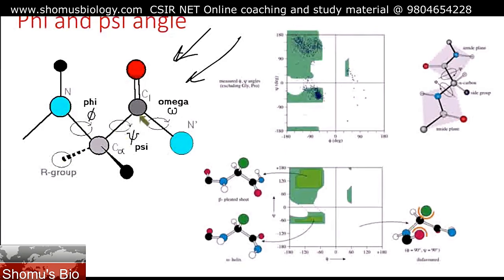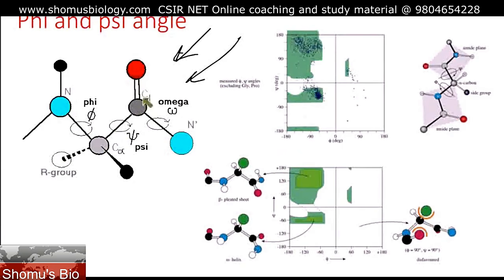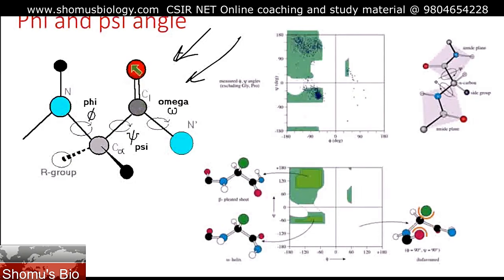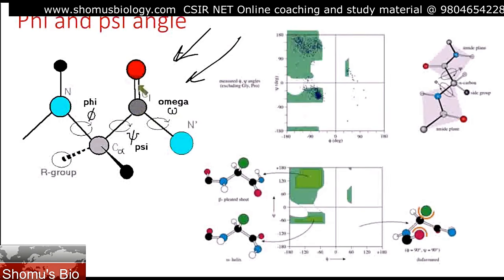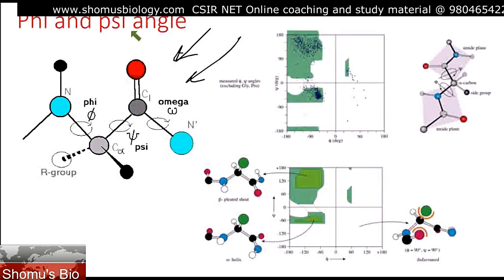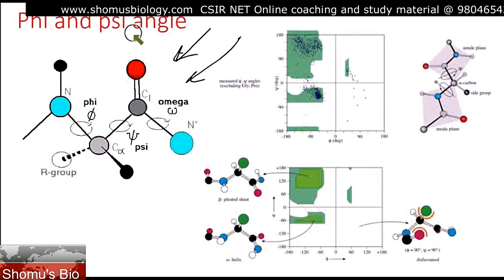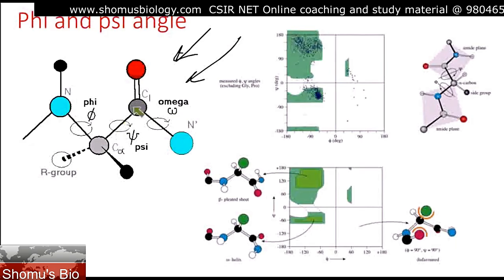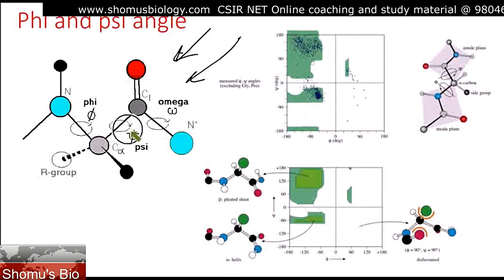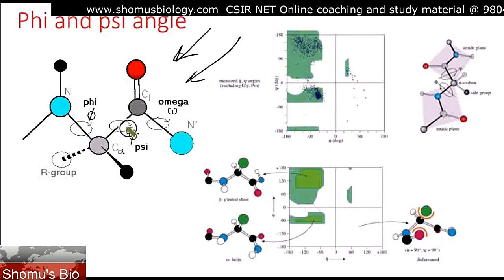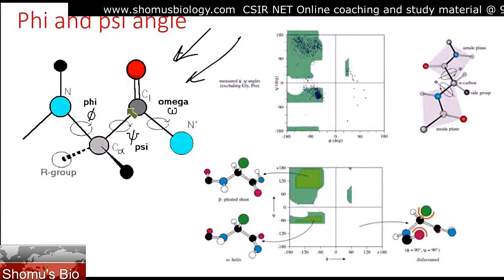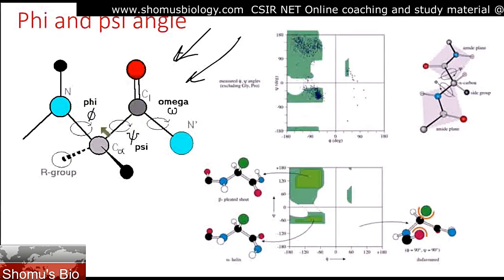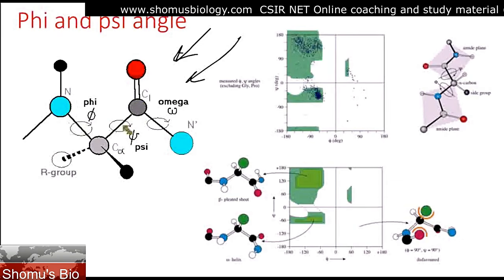The same thing applies to this CO or carbonyl group, because this is the backbone of the polypeptide chain, and we know the CO will bind with the hydrogen of the NH of the neighboring amino acid. So again, rotation around this psi bond is also being regulated. It depends on how the structure of the polypeptide will be formed. So knowing the phi and psi angles is really important.